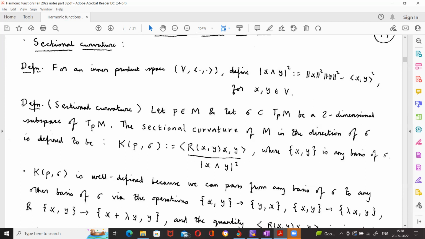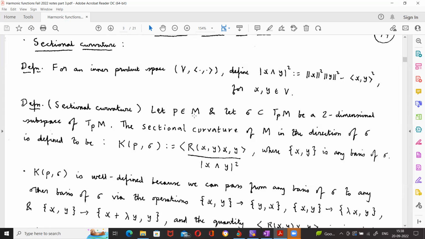So this behaves like a norm should. This is 0 if and only if x wedge y is 0. And it's non-negative and so on. So this is actually the induced norm on the wedge product. Okay. Now we can come to the definition of sectional curvature.